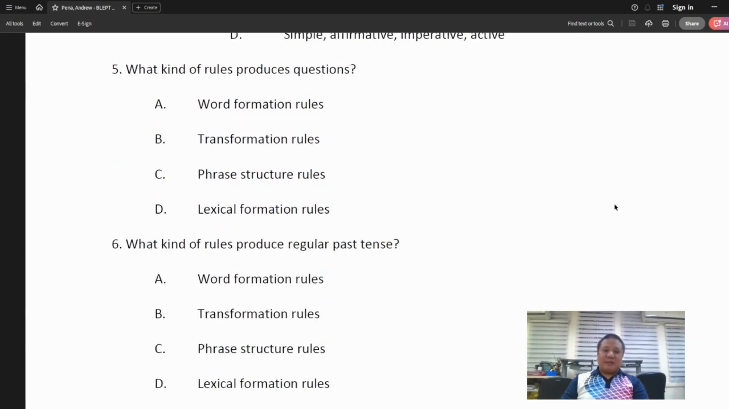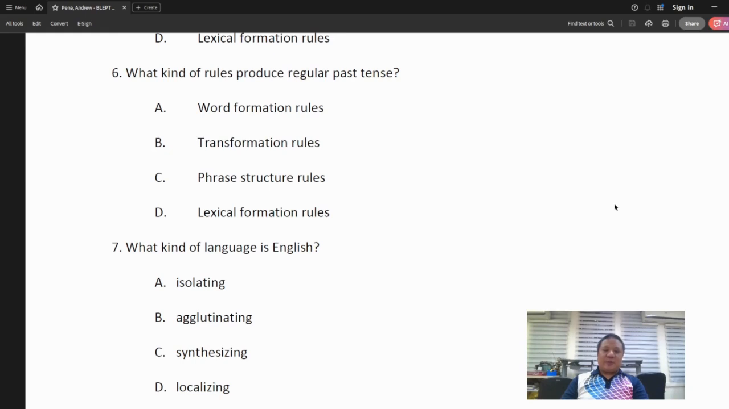Number 5. What kind of rules produce questions? A. Word formation rules. B. Transformation rules. C. Phrase structure rules. D. Lexical formation rules. The answer is B. Transformation rules. Transformation rules work on kernel sentences and make movements and other changes that produce questions.